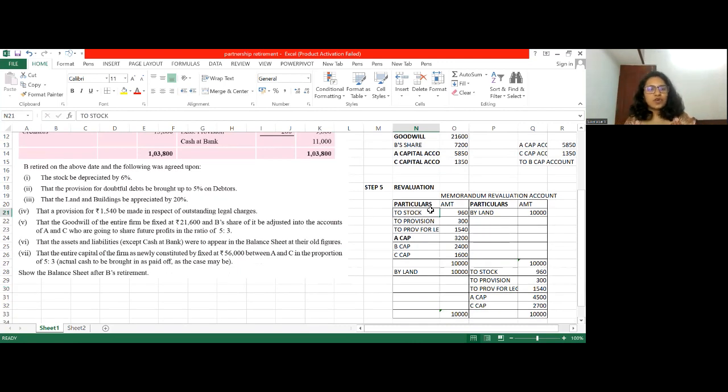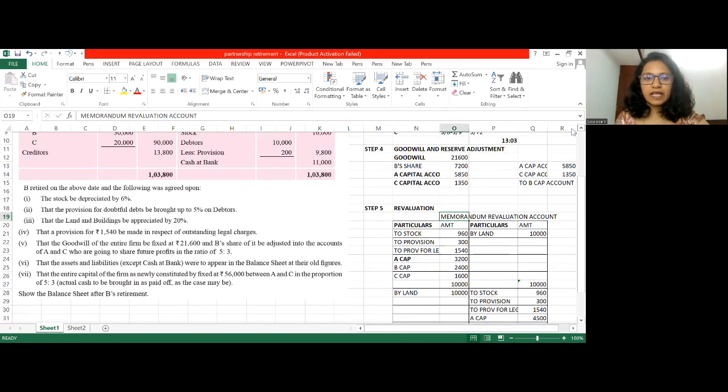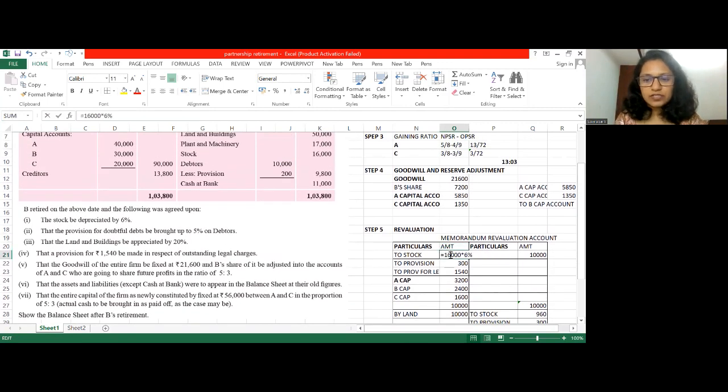So first one, stock. Stock is depreciated by 6%. I'm just taking the data from the balance sheet. So stock is 16,000 into 6%. It is depreciated, so we need to reduce the value of the stock. Stock is an asset account. If you debit that account, the value will increase. If you credit an asset account, the value is going to decrease. So in this case, what is the entry? Memorandum revaluation account debit to stock account. So you're crediting the stock account. When you are crediting an asset account, the value is going to decrease.